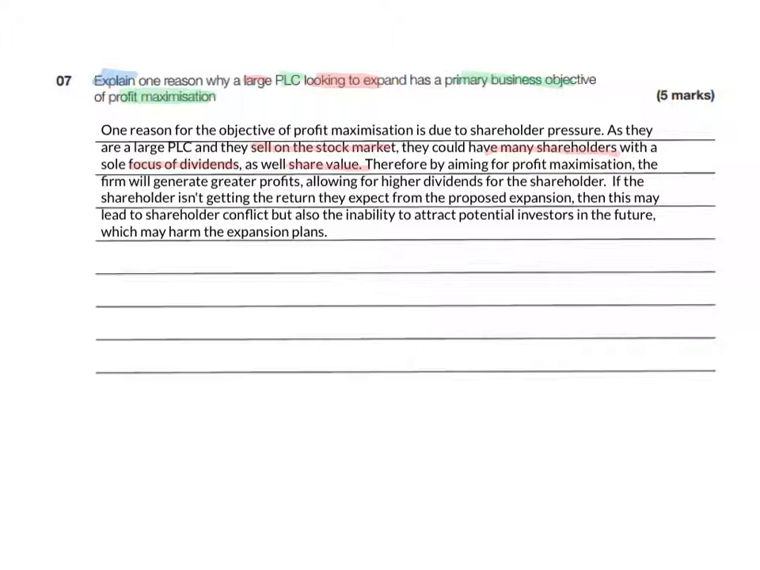In terms of making sure that there's reasoning, I've highlighted this in blue. So again, the sole focus of dividends. If the firm will generate greater profits because of the aim of profit maximisation, then it allows for higher dividends for the shareholders. And then I've opened up in terms of consequence. So if they don't achieve this aim of profit maximisation, then what could happen? And I've brought about the context of looking to expand.